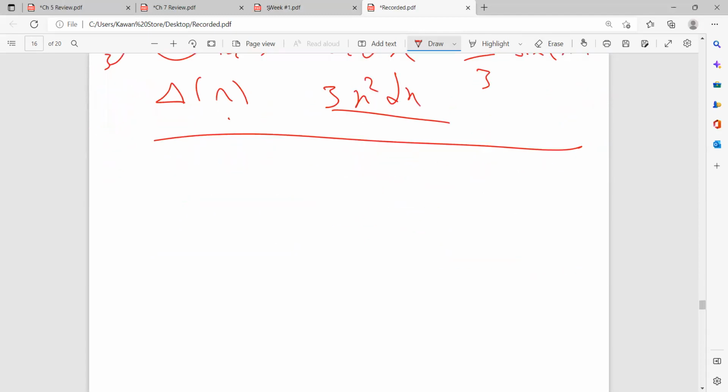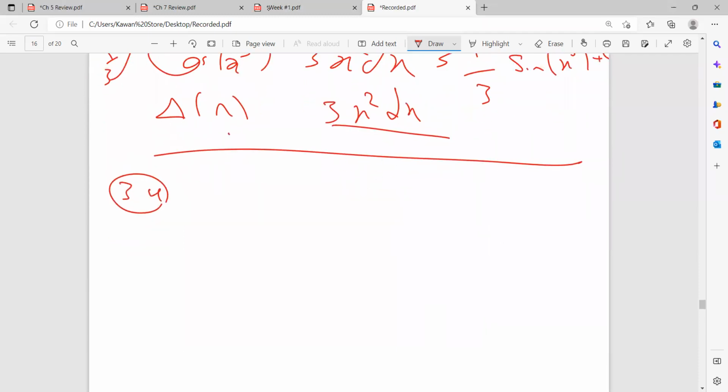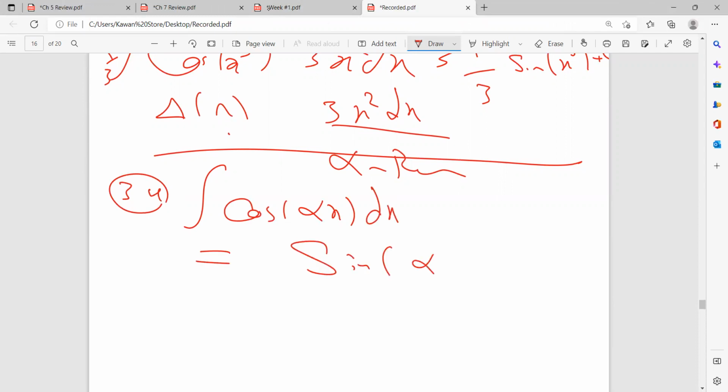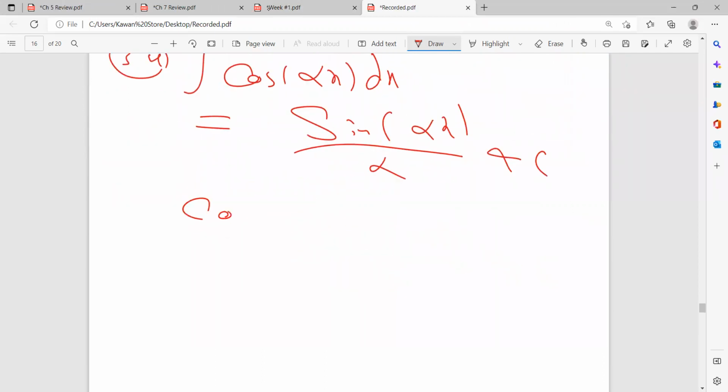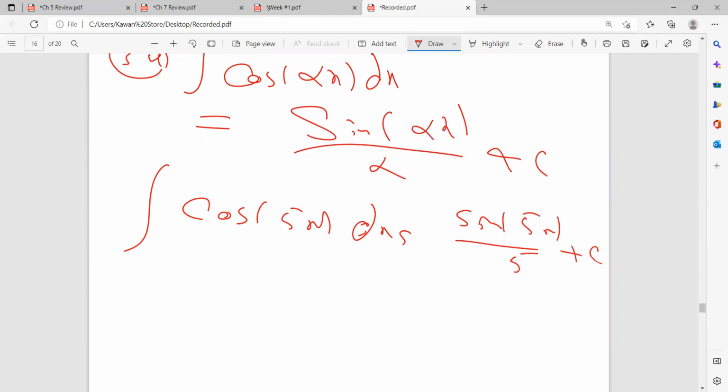Good. I have two last things. Look, I have the alpha rule. What do you mean by alpha? If I have cosine alpha x dx, directly I say it is equal to sine alpha x over alpha plus c. What do you mean by that? For example, if I have cosine 5x, directly I say it is equal to sine 5x over 5 plus c. The same. Why? Because I have a trigonometric angle and I need the angle. That's why the result is like that.